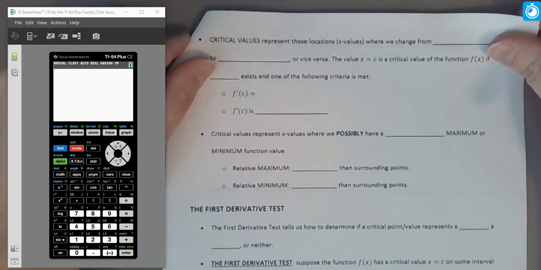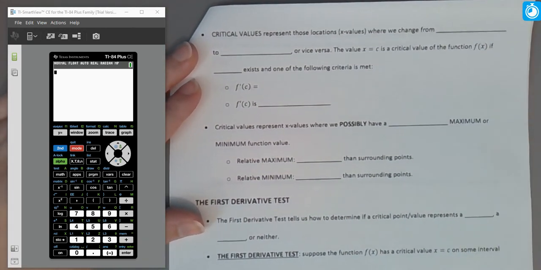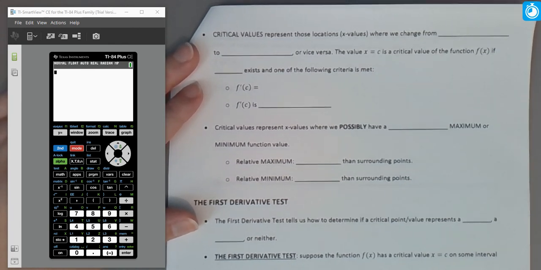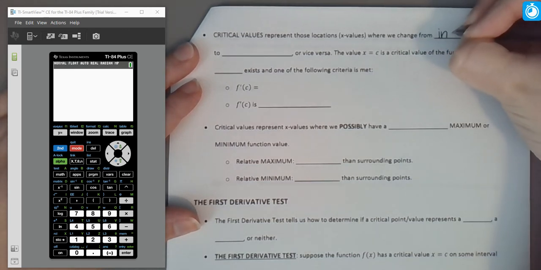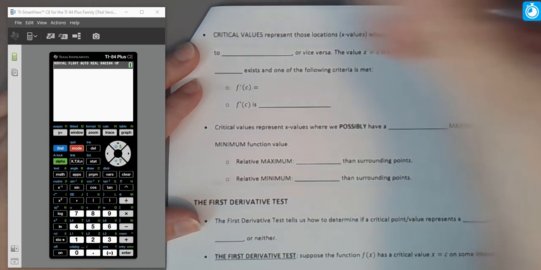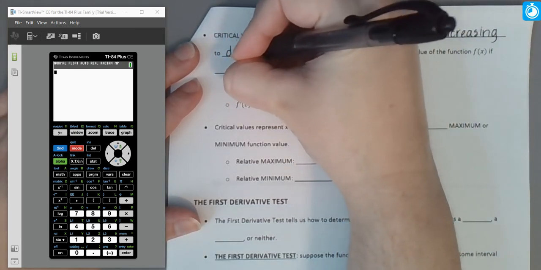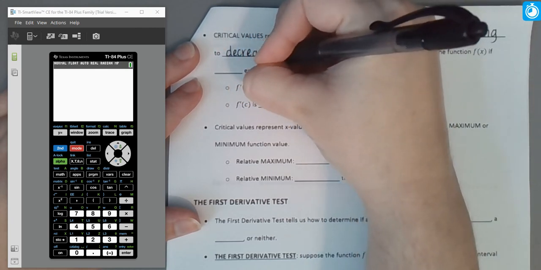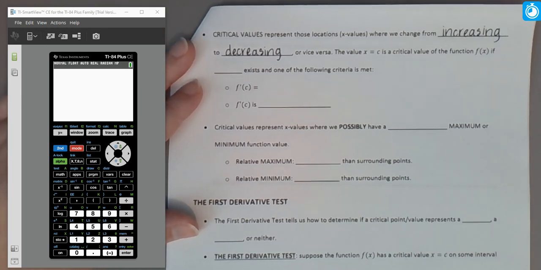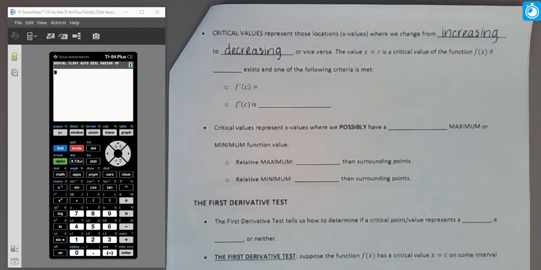These are what we call critical values. The x values, the locations where we have those transitions, represent what we call critical values. So critical values represent the locations where we change from increasing, in other words, sloped upward, the derivative is positive, to decreasing, or vice versa. So where we change from positive slopes for our tangent lines to negative slopes, or from negative slopes to positive slopes.